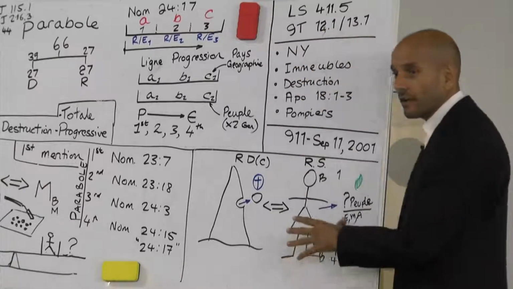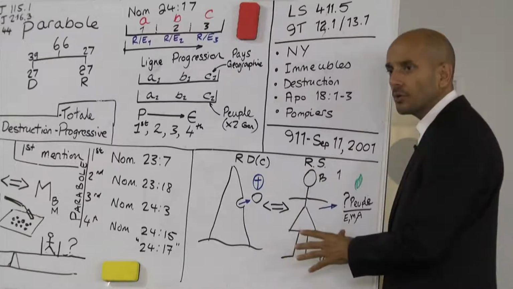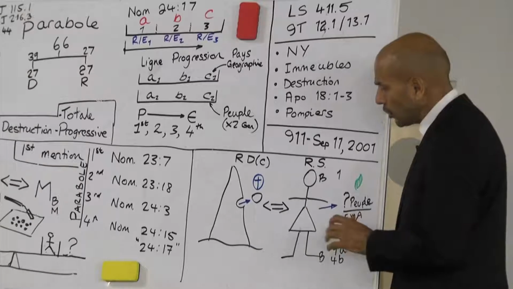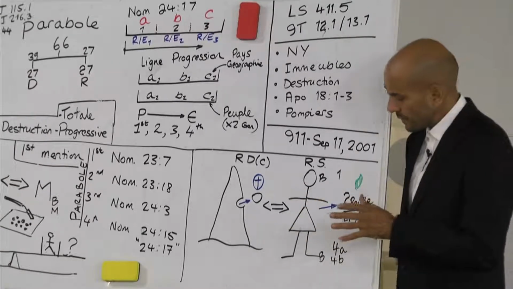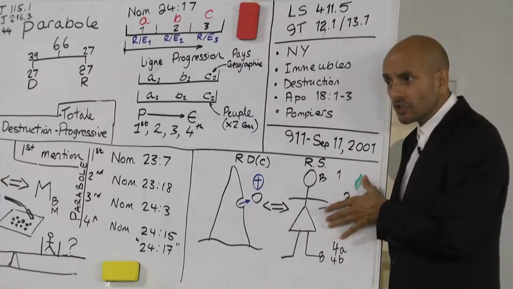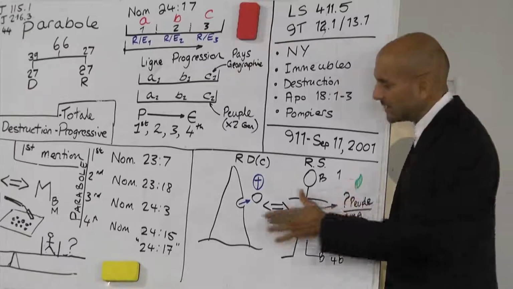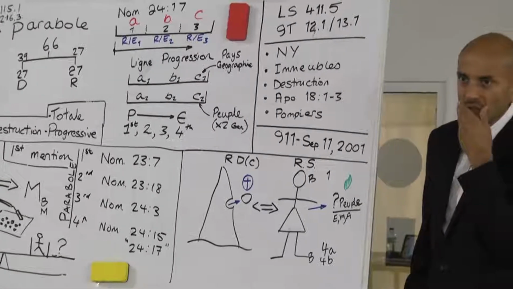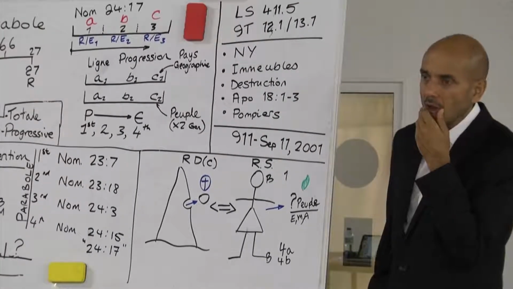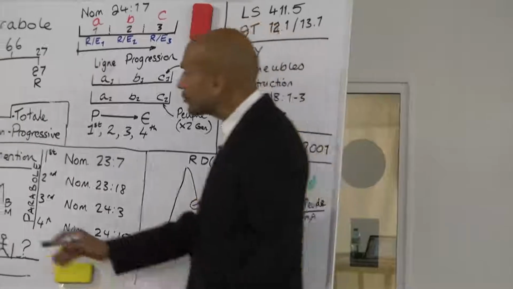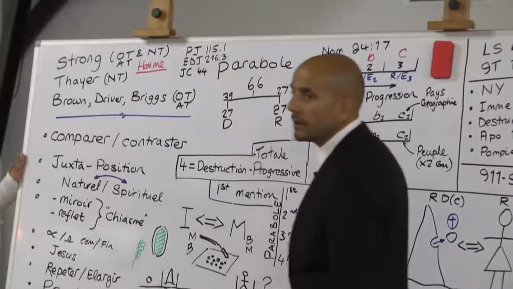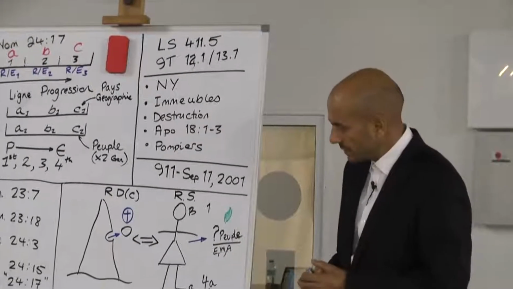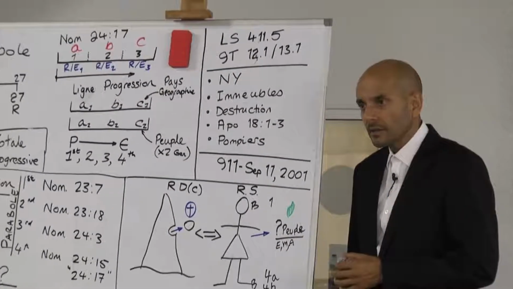The chaff is the rest of the statue, which is blown away. So we can see that something good comes out of this kingdom and something good comes out of this kingdom. Compare and contrast helps us to understand clearly what Daniel 2 is teaching us.